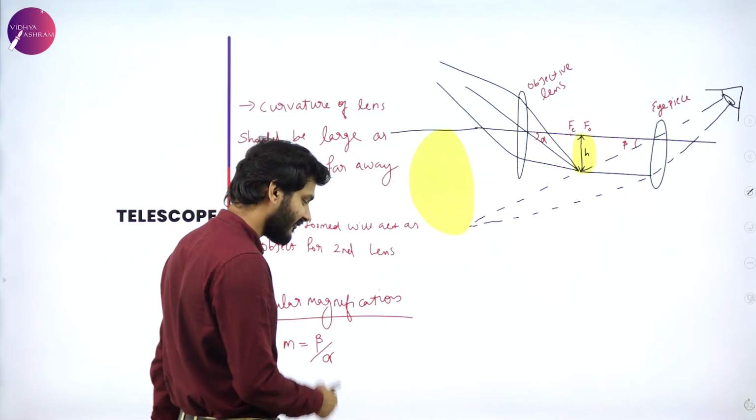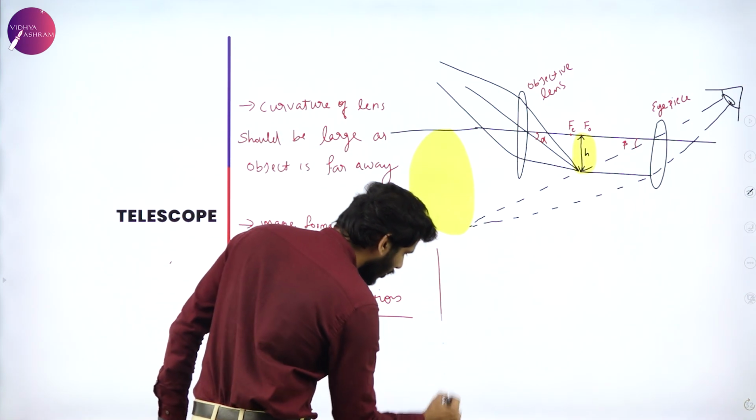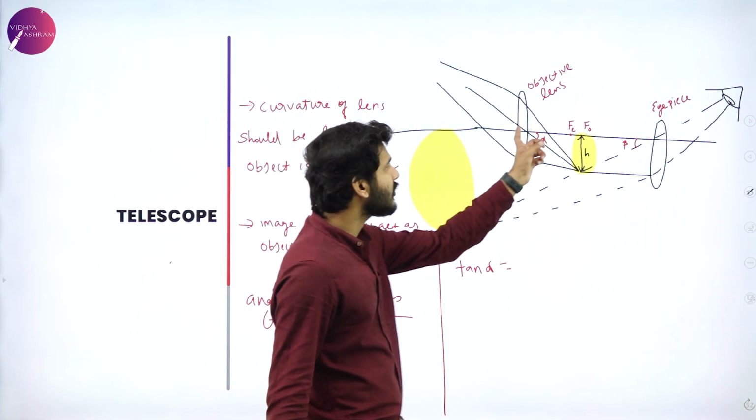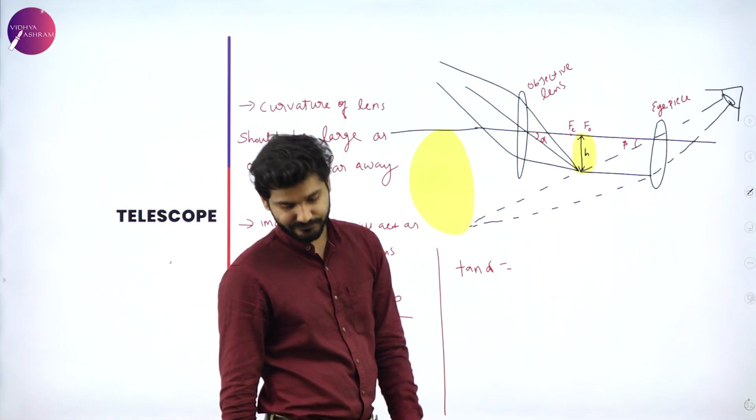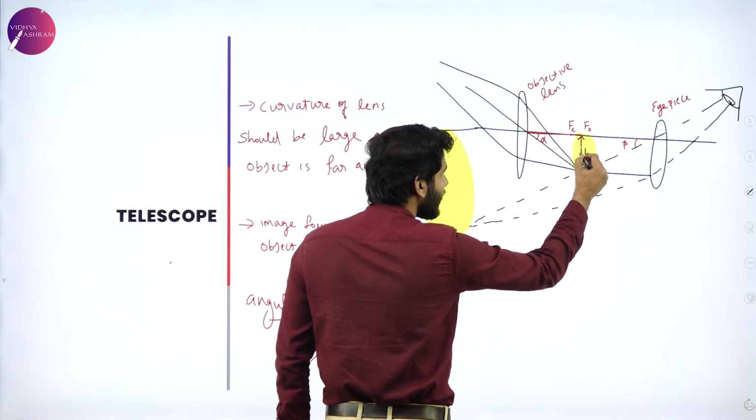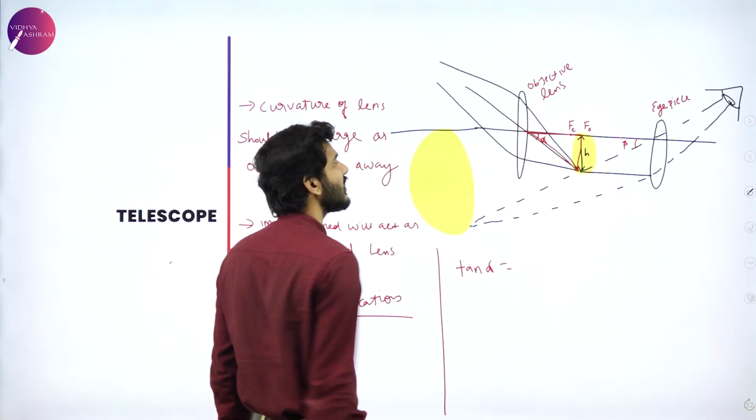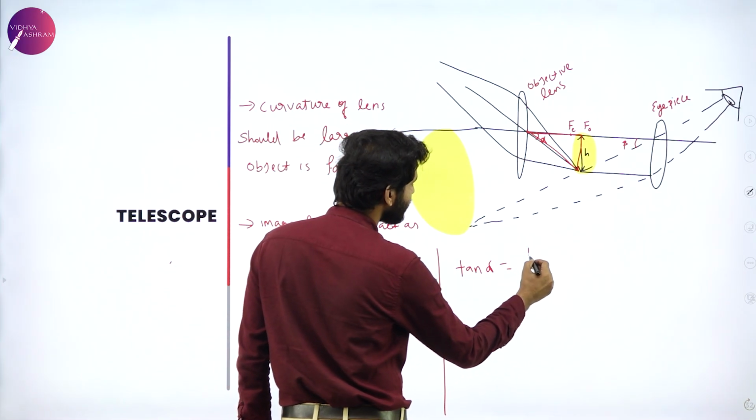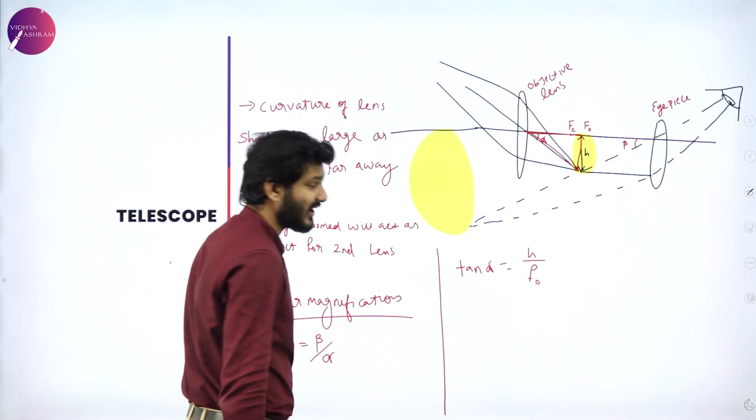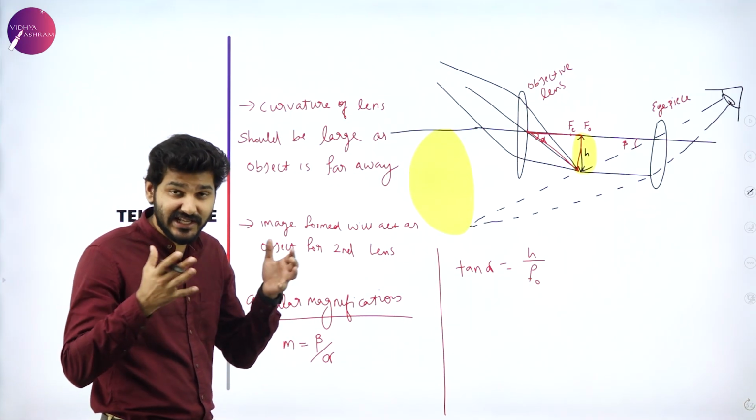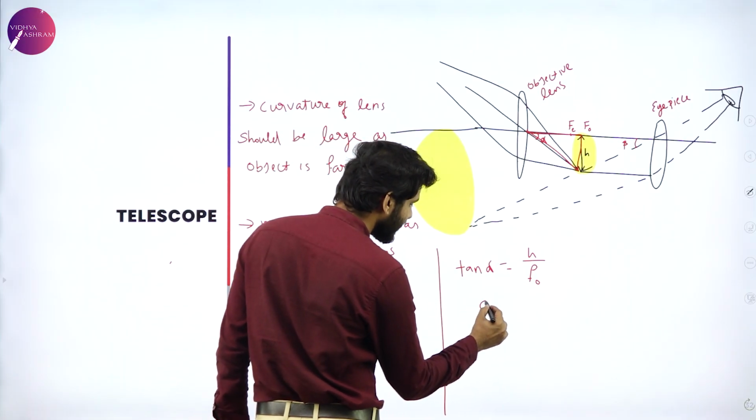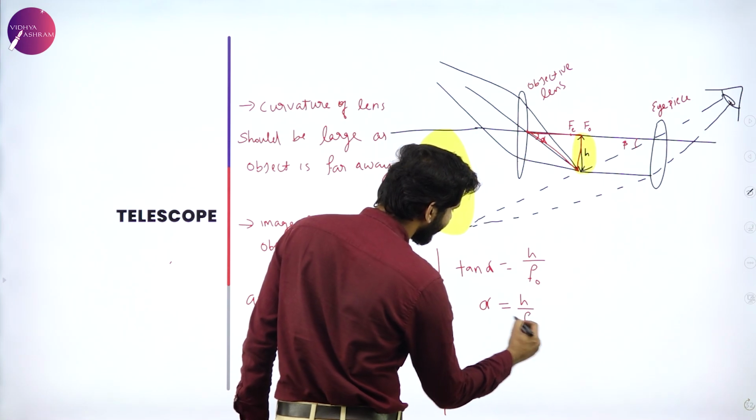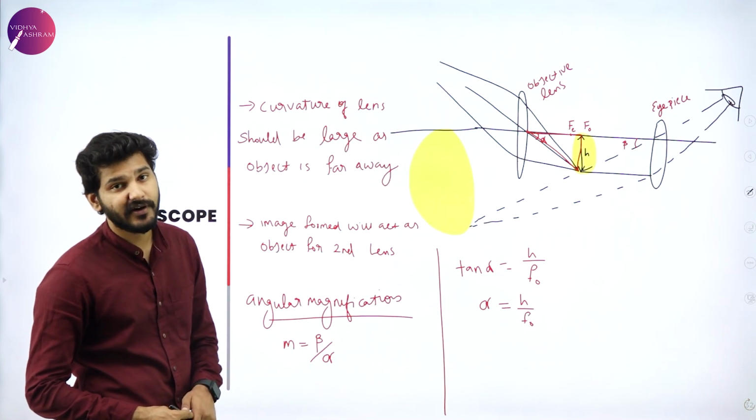So again, in order to find this relation, we are going to find what is tan alpha. So tan alpha means that we are going to consider this particular triangle here. If you are considering that particular triangle, then you can see that tan alpha will be equal to h by FO. Again, since the angle is going to be really small, we are going to approximate tan alpha to alpha, which means alpha will be equal to h by FO. And similarly, we are also going to find out beta.